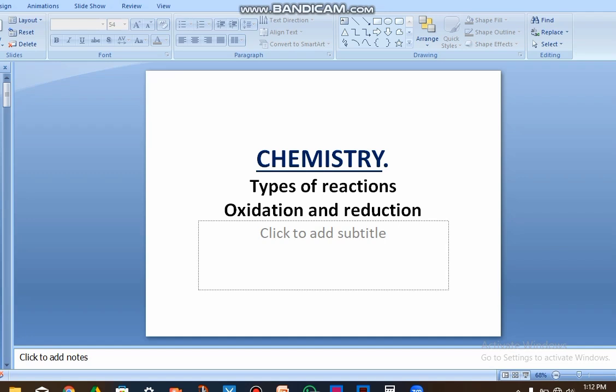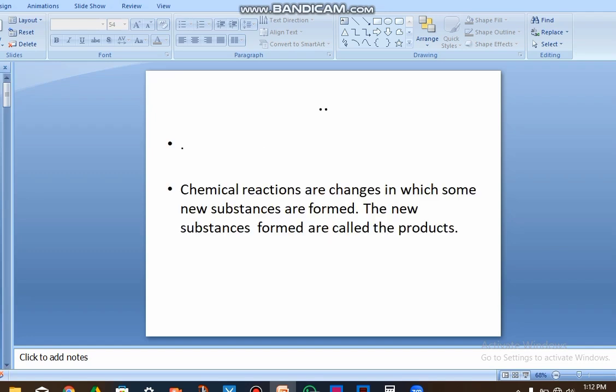First, let's see the meaning of chemical reaction. Look at the definition. Chemical reactions are changes in which some new substances are formed. The new substances formed are called the products. In a chemical reaction, always new substances are formed. Are you getting it?